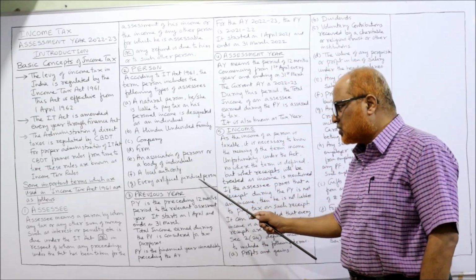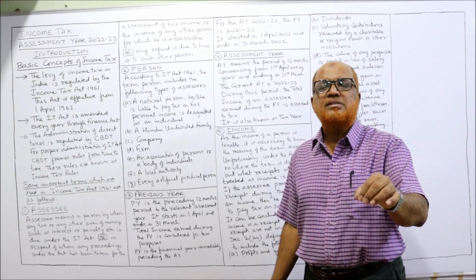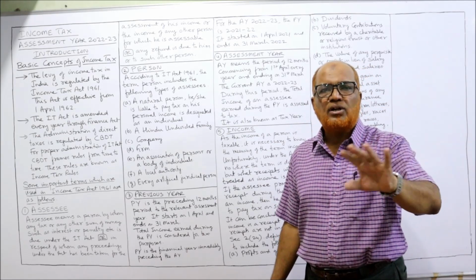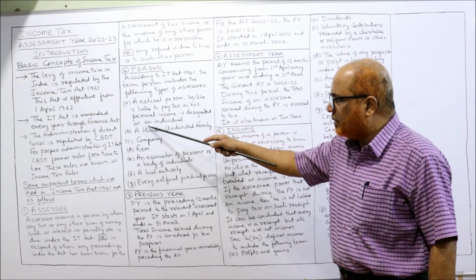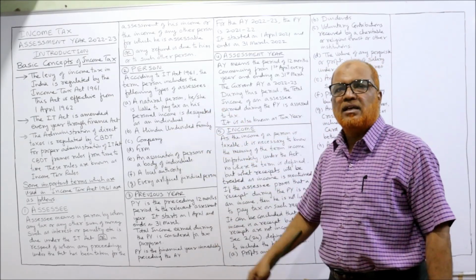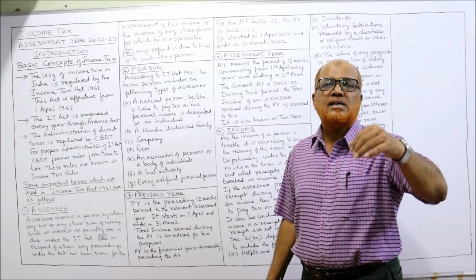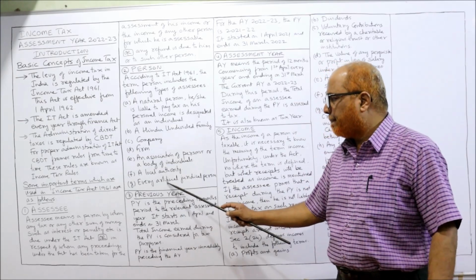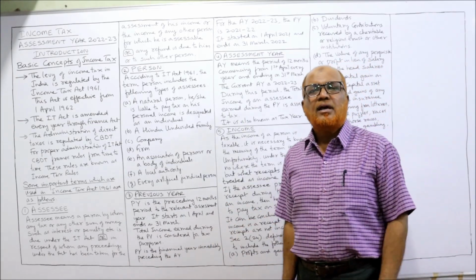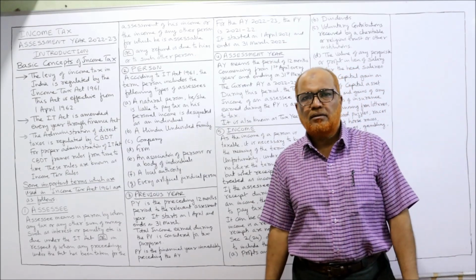Lastly, every artificial juridical person. This means any person which does not fall in the first six categories, A, B, C, D, E, F. If the person is not fitting, then the Income Tax Department says it is an artificial juridical person. Example, a statutory corporation or a Hindu deity.